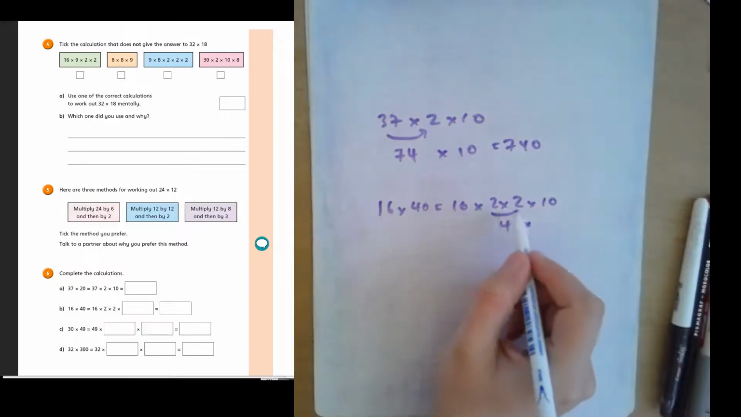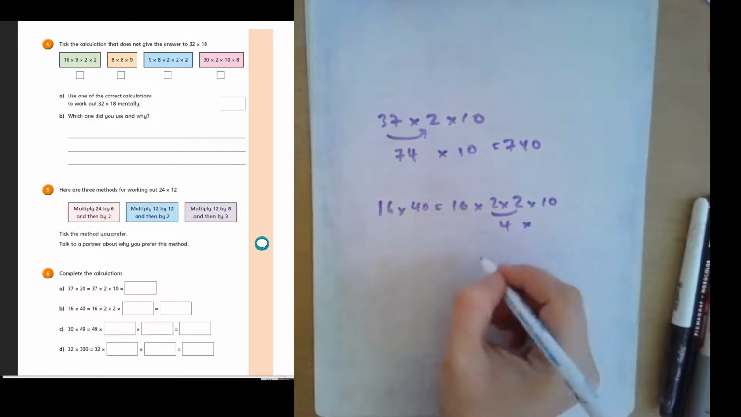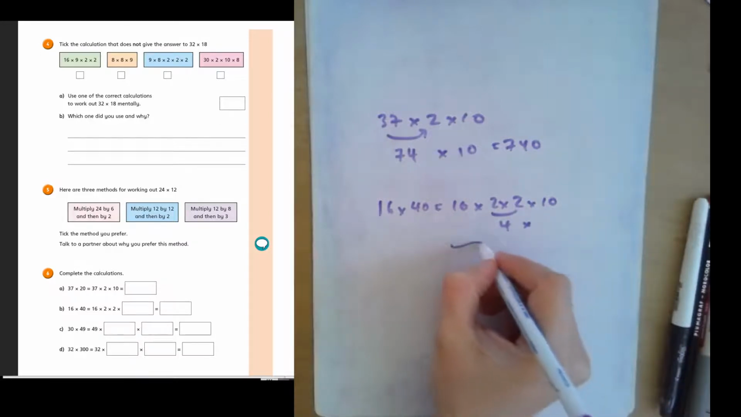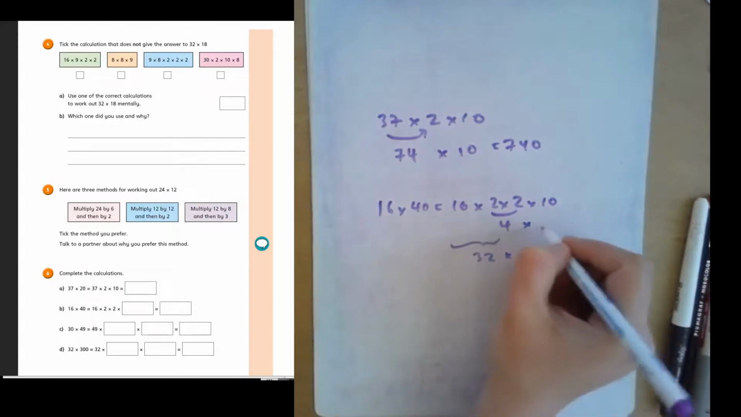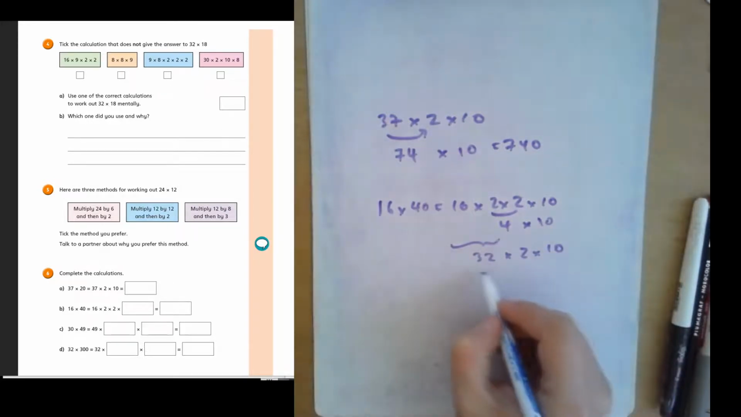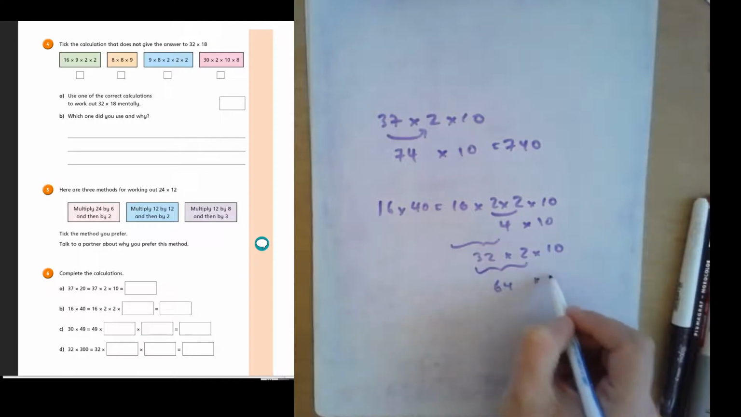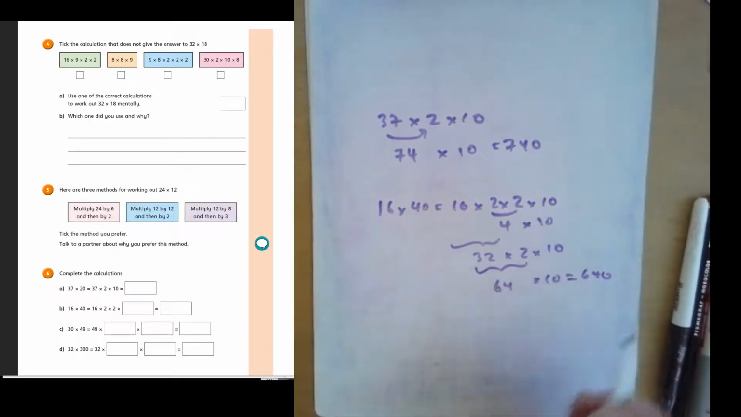So 16 times 2 is 32, and 32 times 2 is 64. So I've got 16 times 2 times 2 times 10. And then this is 64 times 10, which is 640.